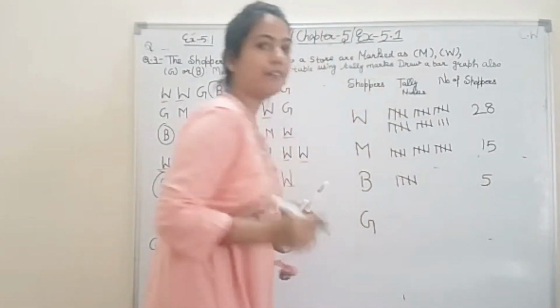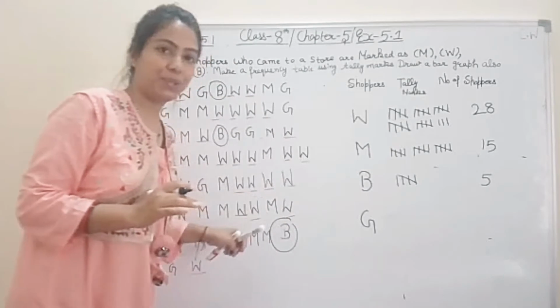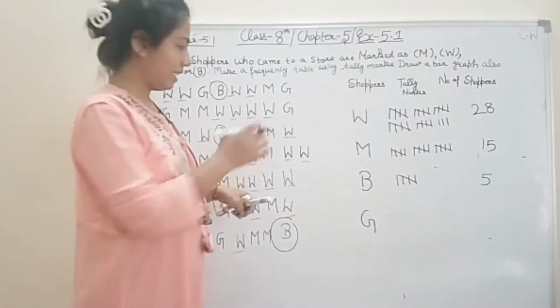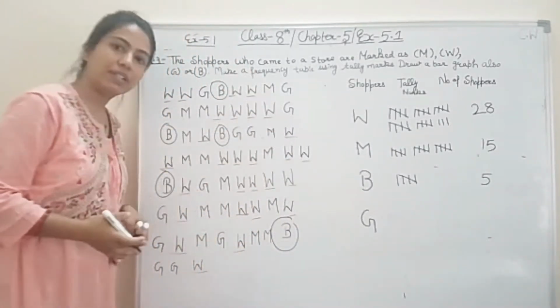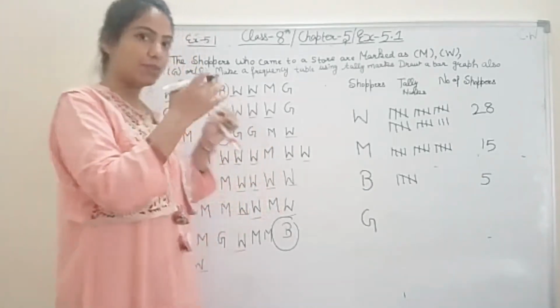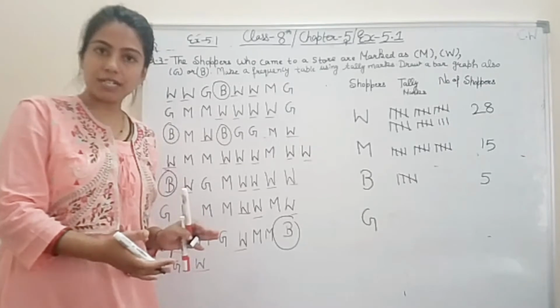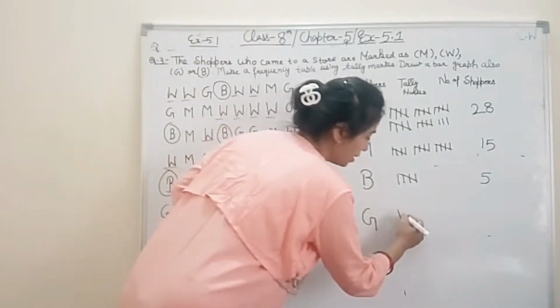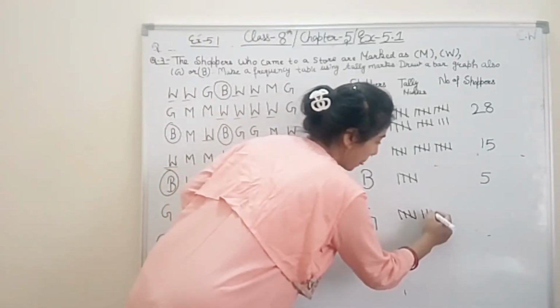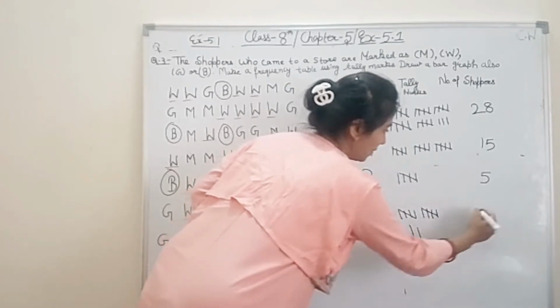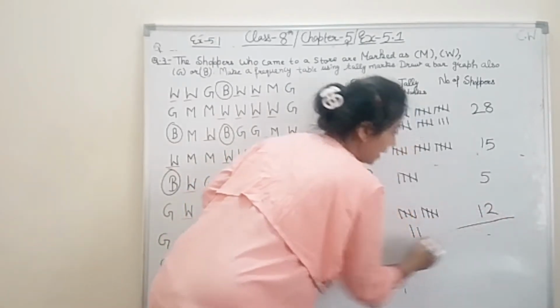And the girls, we have 12. I have already counted earlier. Okay, so if you count, you will see only 12 girls are there. So in this list, how many girls are there? 12. So 1, 2, 3, 4, 5, 10, 11, 12. So the number of girls is 12.